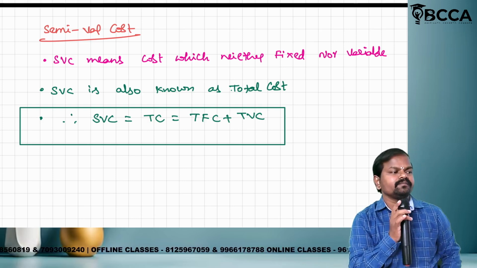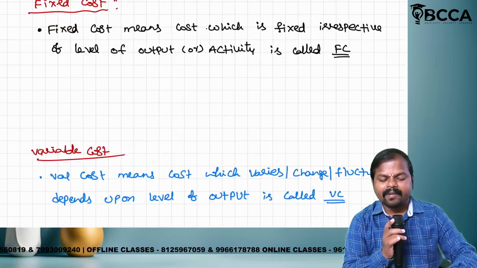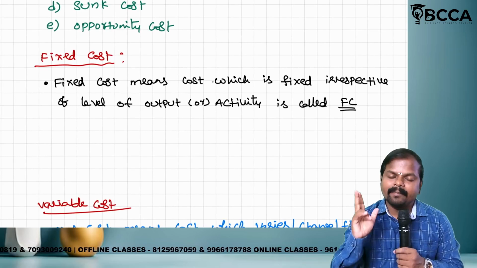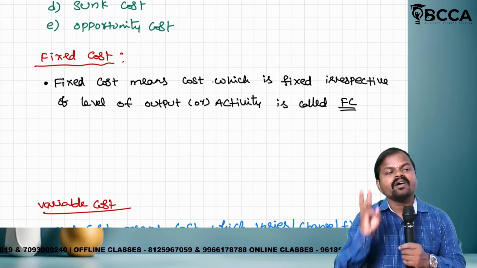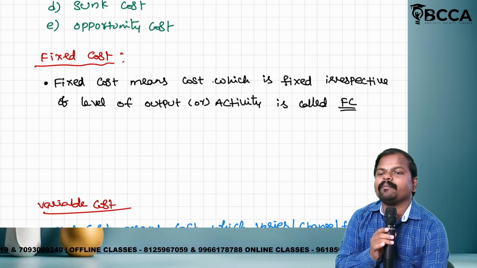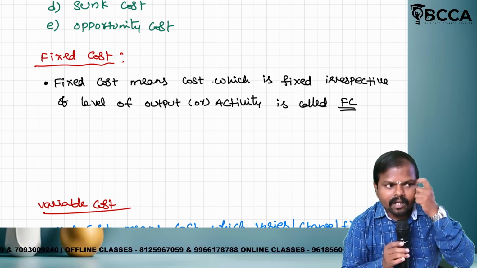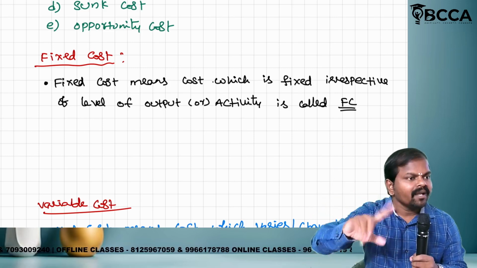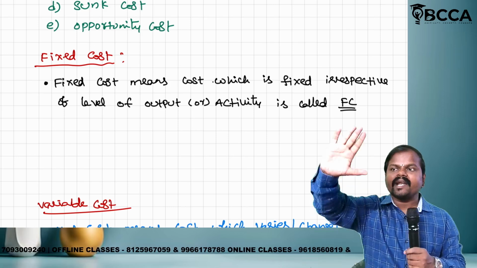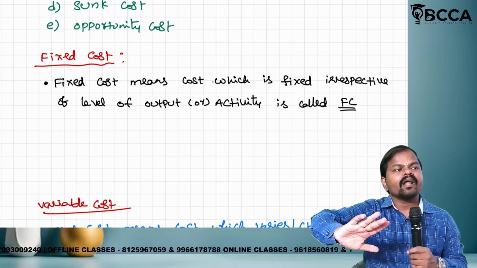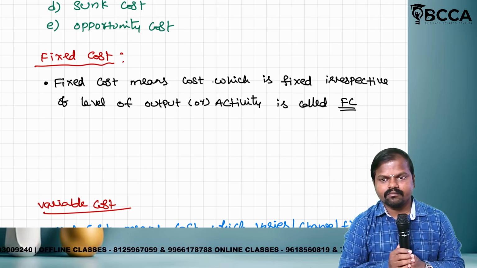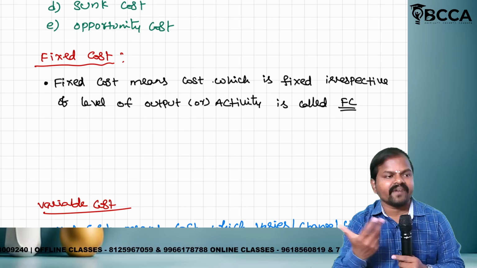Is it clear? Three terminologies we learned. Number one, fixed cost. Number two, variable cost. Number three, semi-variable cost. Is it clear? Now, in the view of students, in the examination hall, certain data is given. They are asking, please identify the nature of the cost. See, the way of testing is different.